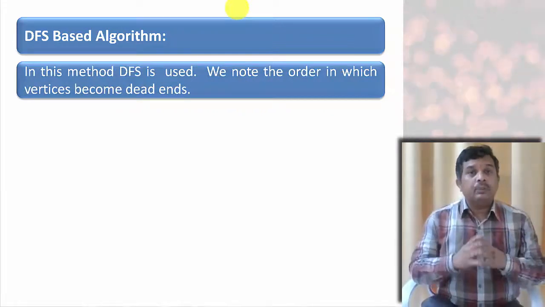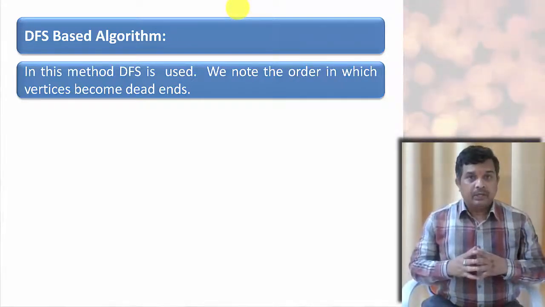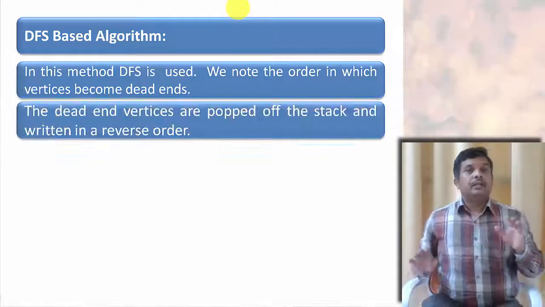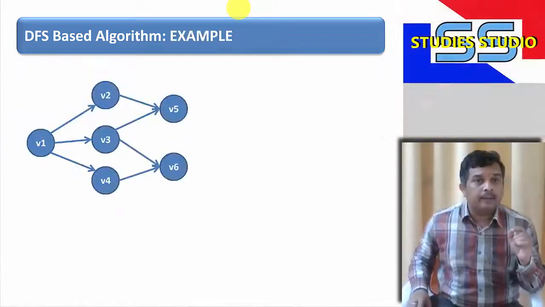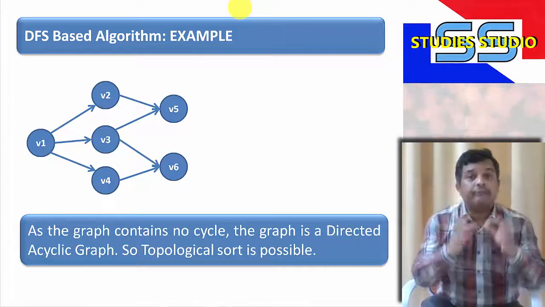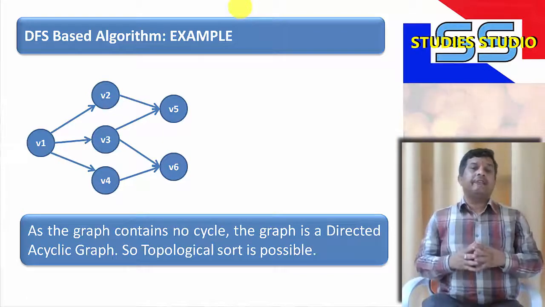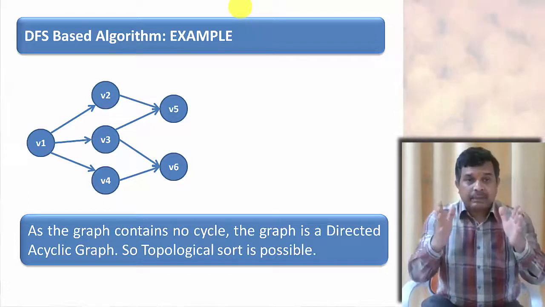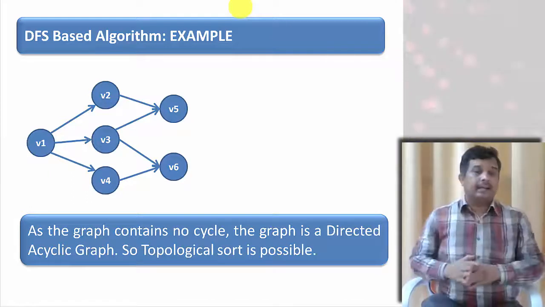Now in this method, if a graph is given, we find its depth first search. We note the order in which the vertices become dead ends. The dead end vertices are popped off from the stack and written in the reverse order. Let us see the example. Let us say this is the graph given, and in this graph we found there is no cycle. So it is a directed acyclic graph, and topological sorting is possible. Please remember, topological sorting is possible when the graph is a directed acyclic graph.